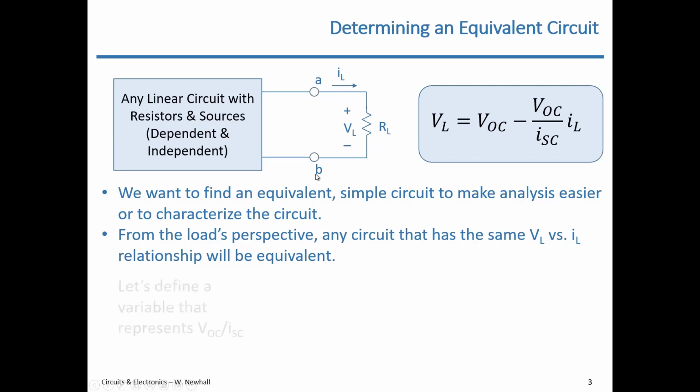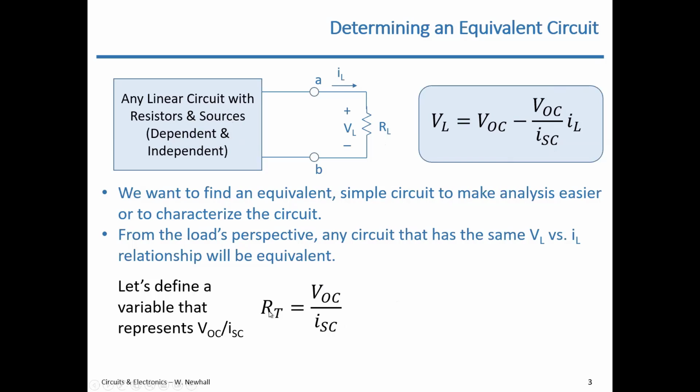So let's define a variable that represents VOC over ISC. V over I sure looks like a resistance, right? That just feels like a resistance in Ohm's law. And so we're going to call it a resistance. We're going to call VOC over ISC R sub T.